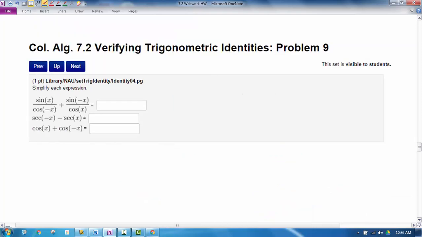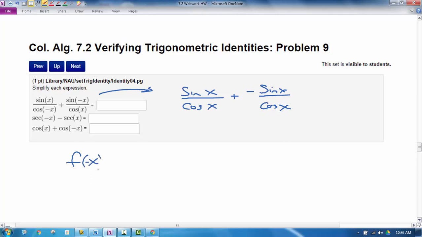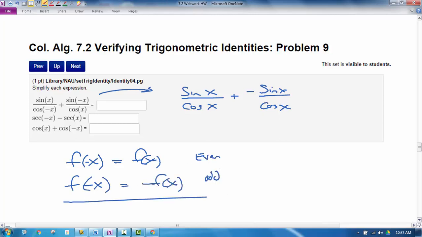Okay, the next one we have to rewrite these with our properties of even and odd functions. So the first one, cosine's even, and even functions have this property where you stick in a negative x, you get the regular function out, and odd functions have this property where you stick in a negative x and you get the opposite of the function. So this is what I'm using right here. Even functions, the negative sign goes away, and odd functions, the negative sign comes out front here. So with that, these add together to be 0.